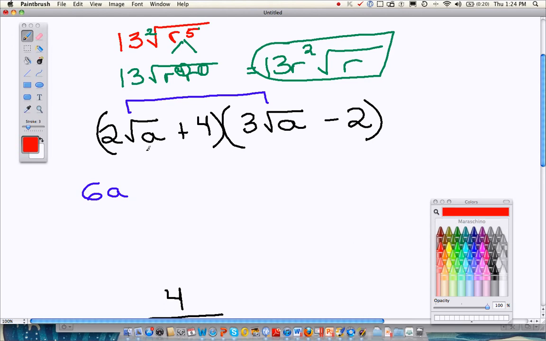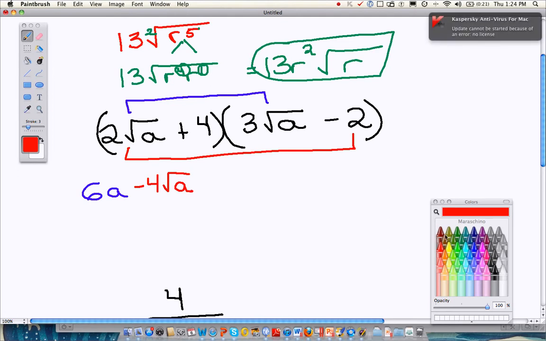And then we'll go ahead and do our outer times our outer. Negative 2 times 2 is negative 4, and we do have that square root of a stuck to the term.